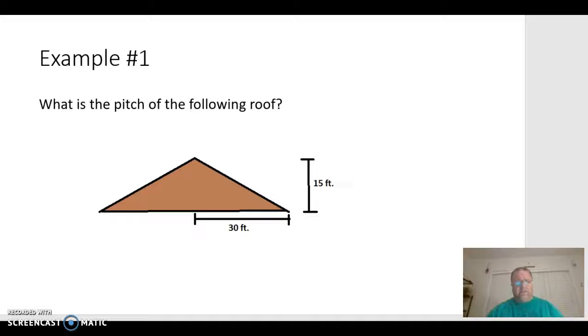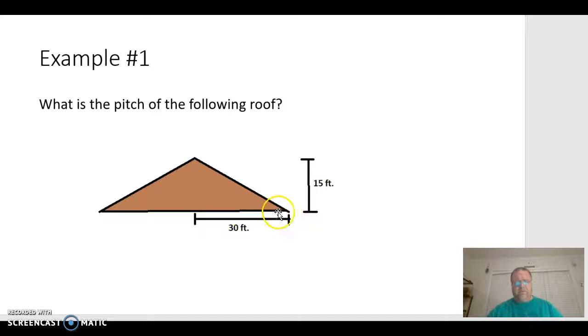So let's go ahead and look at an example here. What is the pitch of the following roof? Go ahead, you can pause the video here and look back to see the formula and see if you can get that. So what we do is we have the rise over the run. Remember, the rise is the vertical distance. That's going to be the 15 feet. The run is the 30 feet.